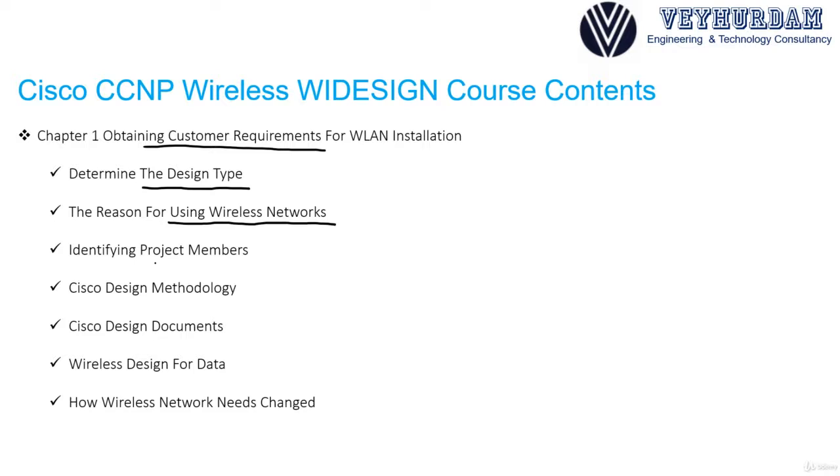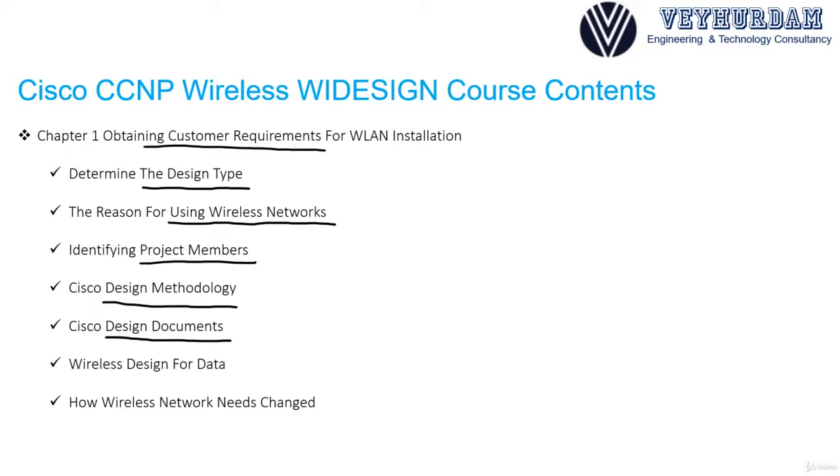We will understand how to identify project members. What are different project members that can have effect on the design, and we will also understand the different project members that we will need throughout the deployment and site survey. We will go over different Cisco design methodologies, and then we will understand how to go through design documents that are already provided by Cisco.